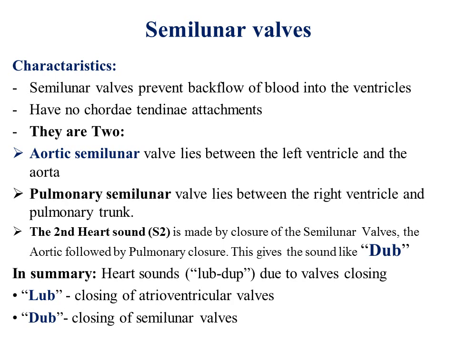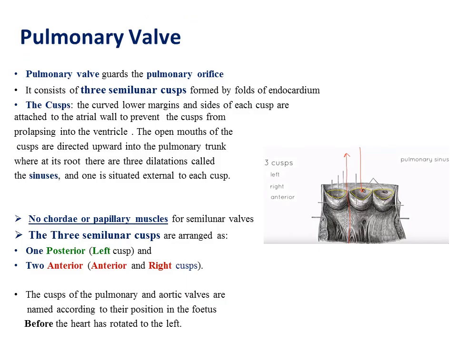So the first heart sound is due to the closure of the atrioventricular valves, giving the lub, and the closure of the semilunar valves gives the dub. When we are auscultating the heart, we hear lub dub, lub dub, and so on. In summary, the heart sounds lub dub are due to the closing of the atrioventricular valves and the closing of the semilunar valves.